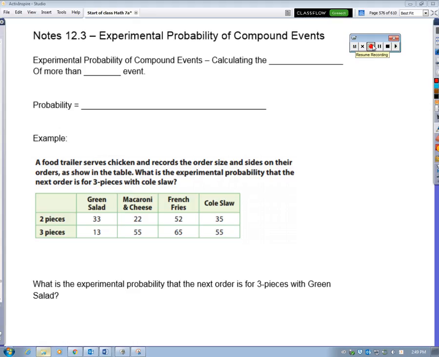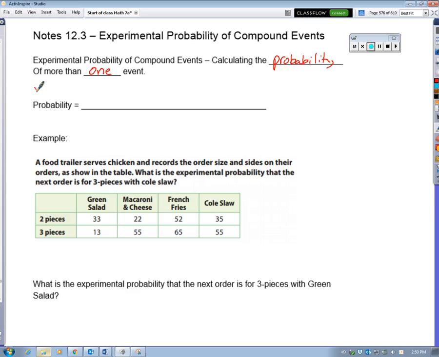Alright, my little math friends, here's our next lesson in Chapter 12, Experimental Probability, so the same thing we did yesterday. This time it's going to be on compound events. Okay, so experimental probability of compound events. This is calculating the probability, which is the chance something's going to happen, of more than one event.